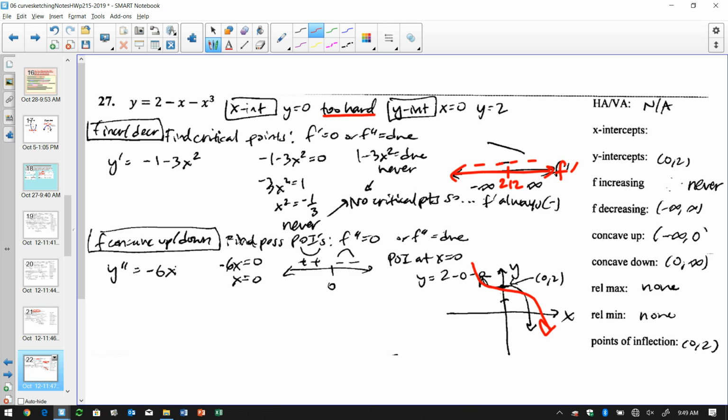It did have a POI though. The POI happened at 0 because when you took the second derivative and put 0 into your f double prime number line, oh, shame on me, this is not labeled, but into your f double prime number line, you had a POI because f changed from concave up to concave down. So there is a concavity change right at 0. But no slope of 0, just a concavity change.